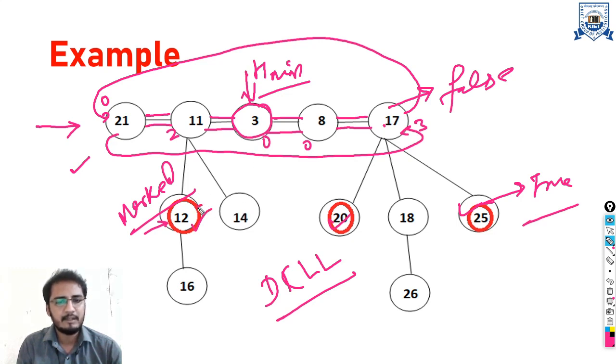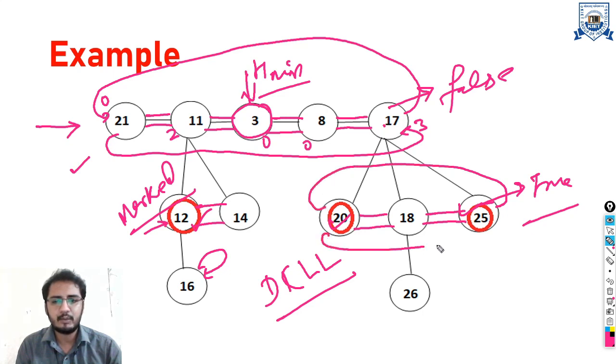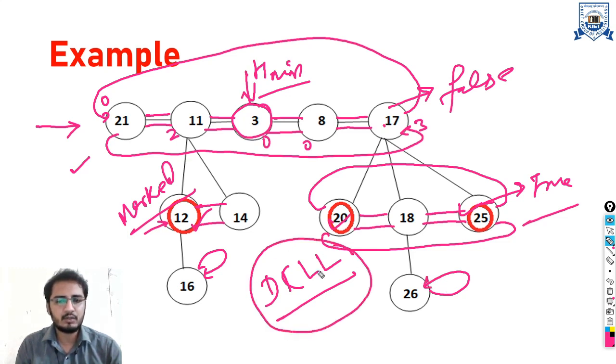Similarly, on the child level, 12 will hold the address of 14, 14 will hold the address of 12, and 16 will hold its own address. Similarly here 12 will hold the address of 18, 18 will hold the address of 20, 18 will hold the address of 25, and 25 will hold the address of 18. Similarly 25 will hold the address of 20, 20 will hold the address of 25, and 26 will hold its own address. So the data structure used to store this Fibonacci heap is a doubly circular linked list.